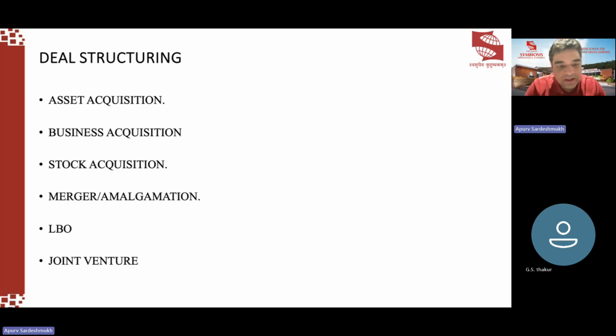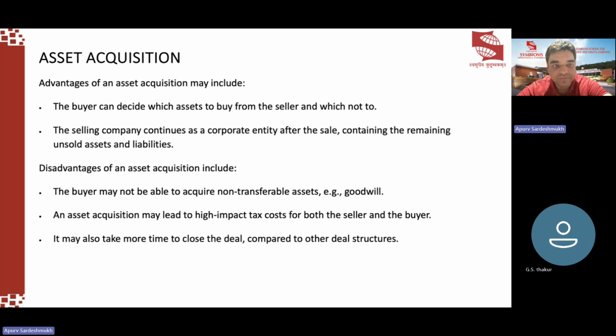And then we also have something called a joint venture, where two companies come together for a specific business reason and create a third venture, where their responsibility is divided between the two companies. Typically it's a new company, which is a combination of two companies for specific business reasons. So these are the ways: asset acquisition, business acquisition, stock acquisition, merger, amalgamation, LBO, and joint venture, ways when companies combine together, and that's how deals are typically structured with respect to mergers and acquisitions.